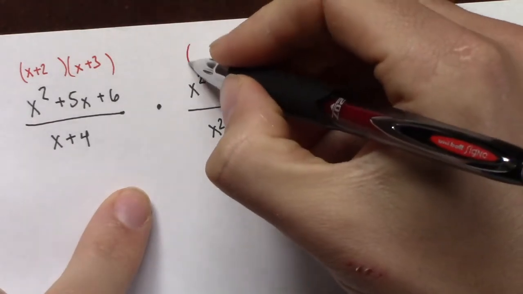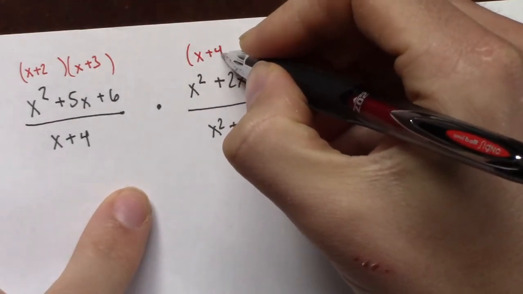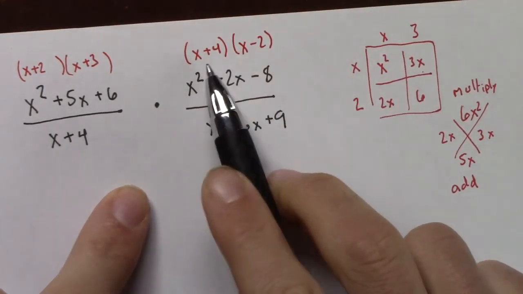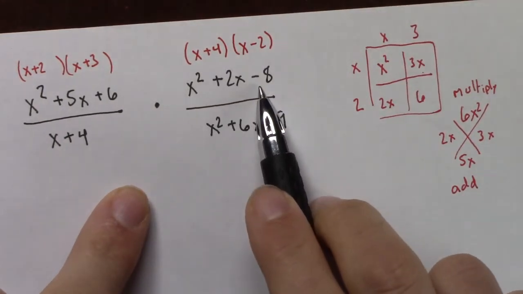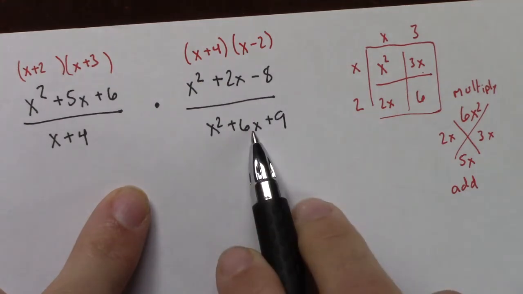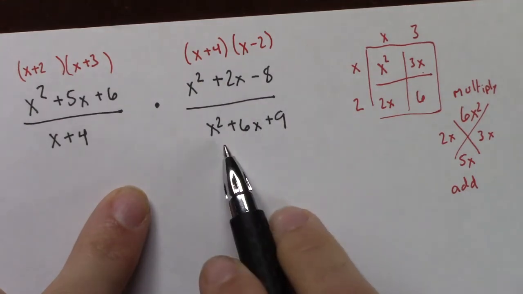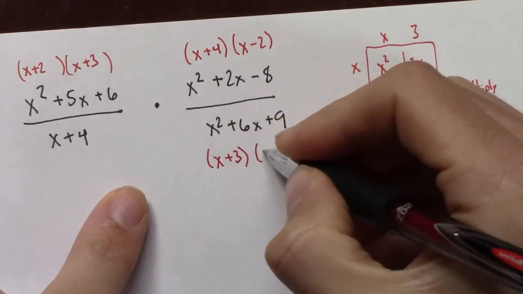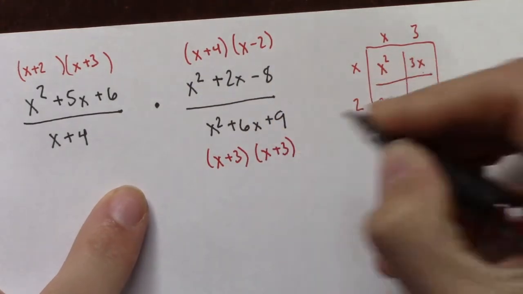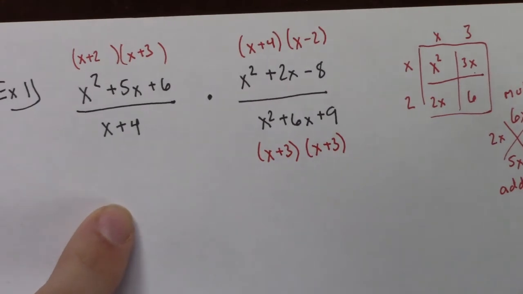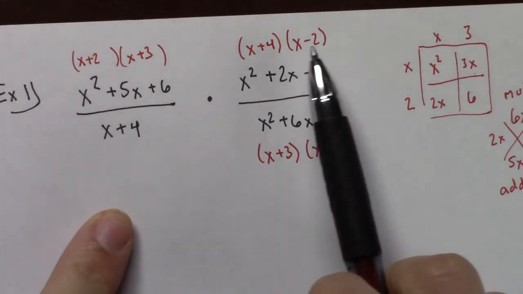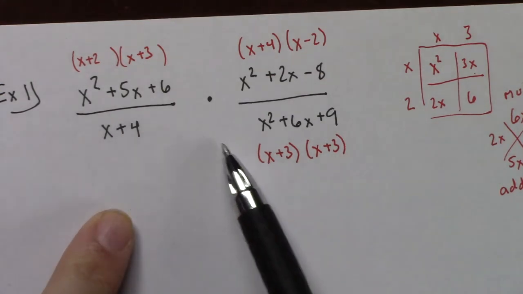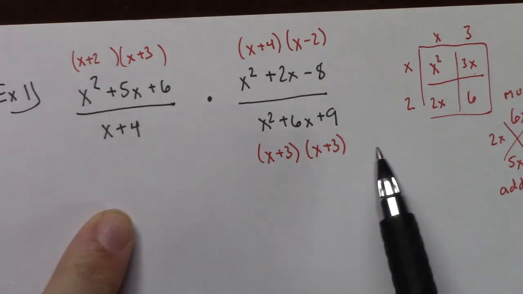This one right here is going to become x plus 4 and x minus 2. Notice that there's one positive and one negative because they multiply to a negative number. Down here I need two numbers that multiply to 9 and add to 6. Those are going to be x plus 3 and x plus 3. Now, from a multiplying standpoint, I get to take everything across the top, which would be all 4 of these parentheses. I get to take everything across the bottom, which would be all 3 of these parentheses.